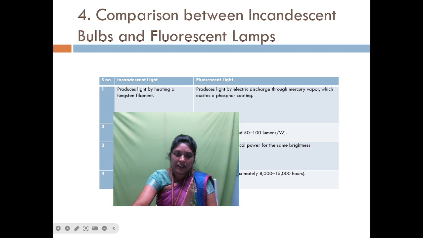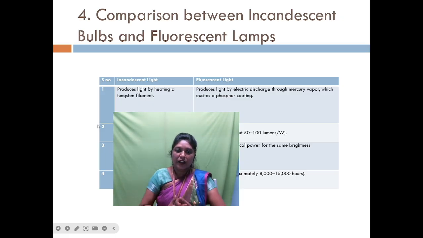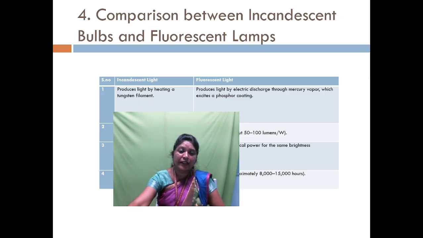In the incandescent light, the efficiency is around 10 to 17 lumens per watt. But in fluorescent light, it has a high efficiency, around 50 to 100 lumens per watt. In incandescent, more heat is released, so the efficiency is very low. Also, the incandescent light consumes more electrical power for the same brightness. But the fluorescent lamp consumes less electrical power for the same brightness.